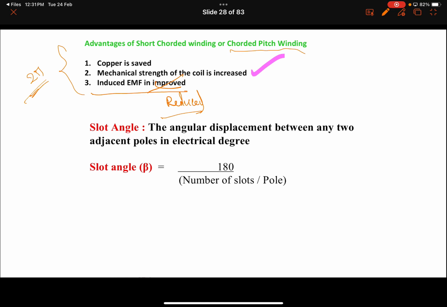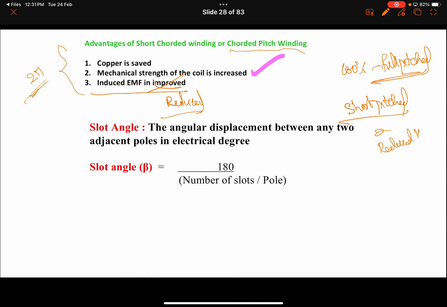Previously, in a full pitched winding, if I say 100% of the voltage is generated, then with the short pitched winding we can generate only a reduced voltage, not equivalent to 100%. It may be 70 or 80 or 90. We'll try to discuss that. Okay, reduced winding.